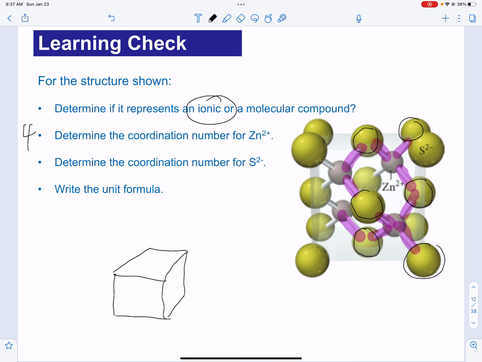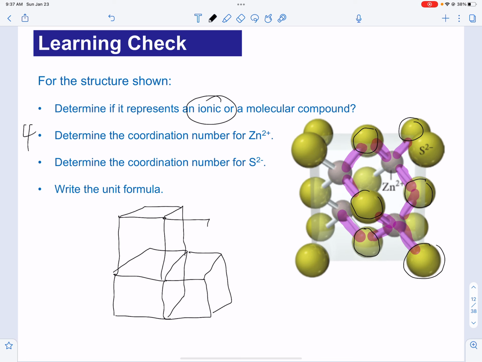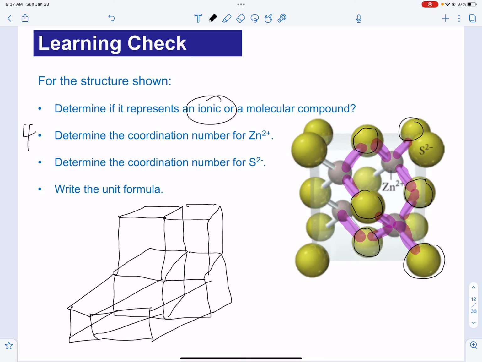But this unit cell is connected to another unit cell, which is connected to another unit cell, which is connected to another unit cell, which is connected. So you see where I'm going with this? These unit cells are not by themselves. They're making a network of unit cells.